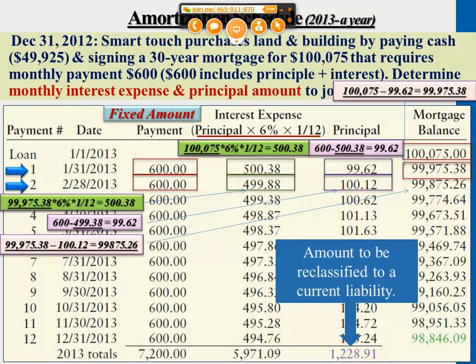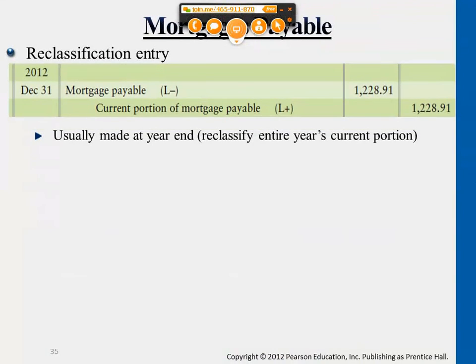Now the blue box shown here is the amount to be reclassified to a current liability. Keep in mind that this entire table is just for 1 year. Okay, 1 year breaks down to 12 months. So your first month of payment looks like this, second month of payment, and so on and so forth. When it reaches the last month, altogether this is the total mortgage payable that you paid off in an entire year. And this table we usually calculate up front when we start the mortgage payable contract. We calculate this amortization schedule up front. This reclassification entry happens as soon as we sign off the mortgage payable.